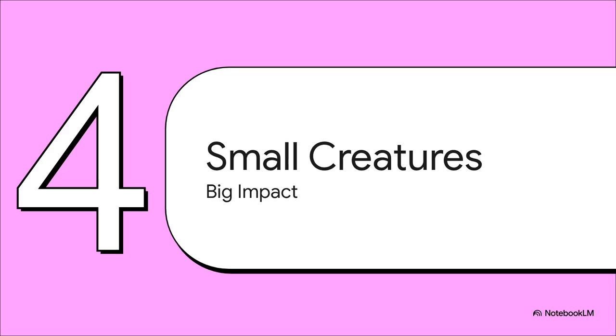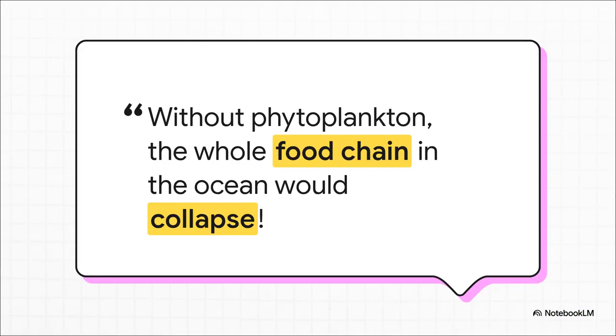Okay, so we've met a few of these tiny critters, and you might be thinking, they're so small, do they actually matter? And the answer to that is a huge, definite yes. This quote here really hits the nail on the head. Without phytoplankton, the whole food chain in the ocean would collapse. And that's no exaggeration. Think about it. Phytoplankton are at the very bottom of the food chain. They get eaten by small fish, then bigger fish eat those small fish, and so on, all the way up. If you pull out that bottom piece, the phytoplankton, the whole thing just comes crashing down.